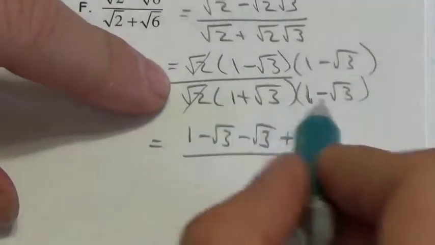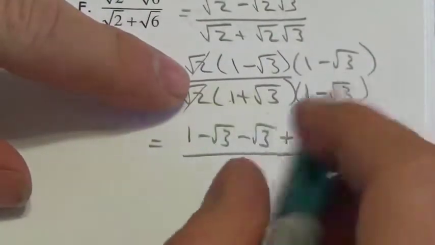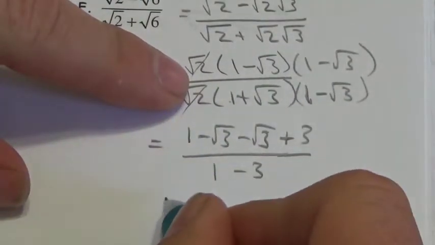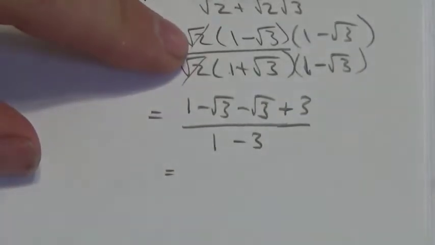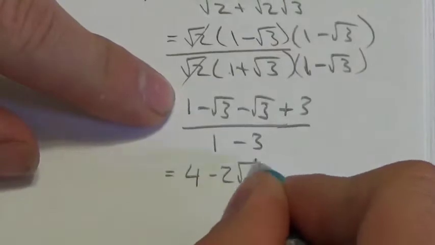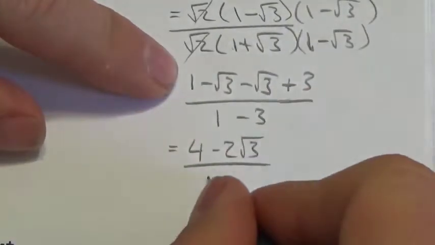The denominator, because they're conjugates, I don't need to worry about the middle terms. 1 times 1 is 1. Root 3 times negative root 3 will be negative 3. Now, 1 plus 3 is 4, and then I've got negative 2 root 3 there. And then 1 minus 3 is negative 2.